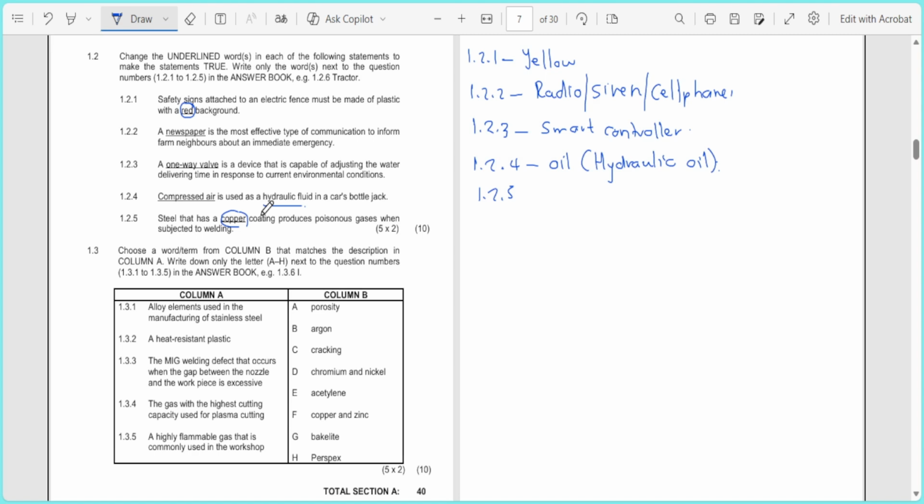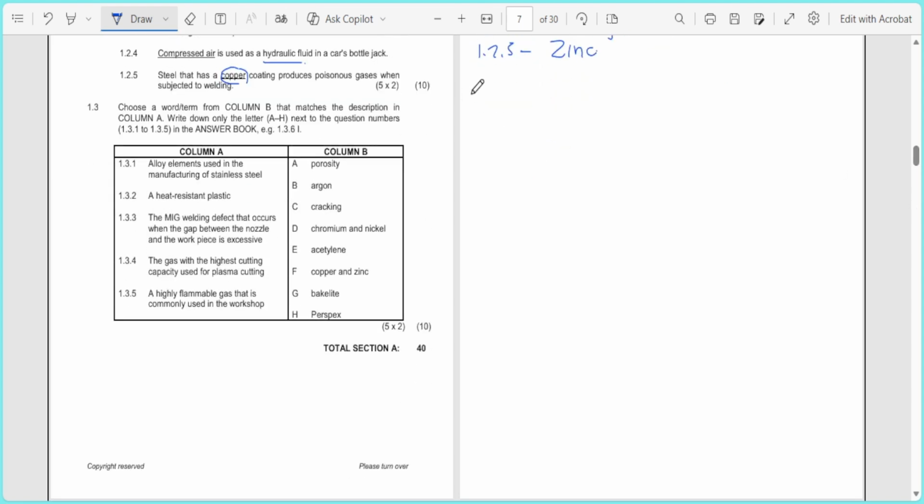It's also not the most common coated steel in agricultural settings, right? So I'm thinking zinc coating. Zinc coating is the appropriate one. It's very common in farming applications. So we should go with zinc for this one. Now for 1.3, the matching.